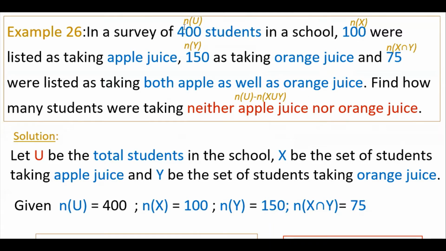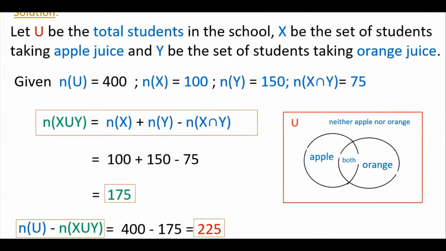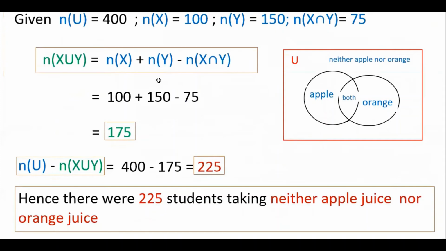So you have to assume this as n of U, because here n of X plus n of Y minus n of X intersection Y is n of X union Y. So you have some other students also who are taking neither apple juice nor orange juice. So you have to assume this as a universal set. So let's assume U as the set of students. So n of U is equal to 400. So write here. And now first find the value of n of X union Y. Substitute all the given values here. You will get 175.